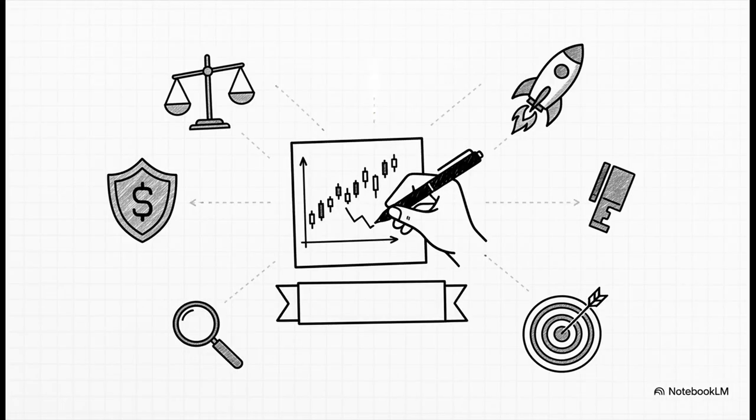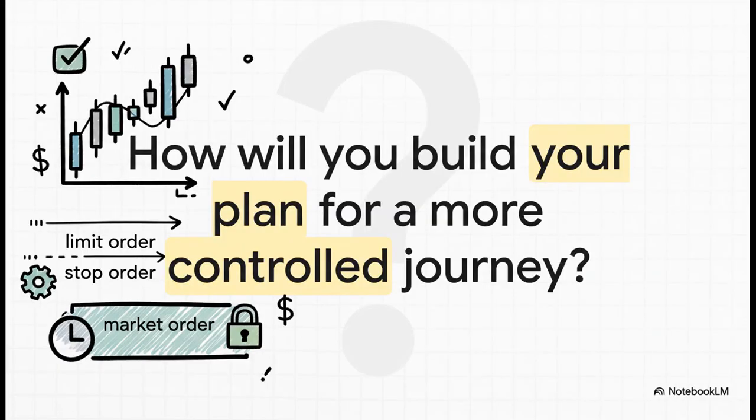The goal here is really simple. Just paper trade until you don't even have to think about it. You just instinctively know which tool you need for the job. This is how you figure out which order types really click with your personality and your tolerance for risk. So, I'm going to leave you with this question to chew on. You now have the fundamental tools for controlling your price, your risk, and for automating your plan. So, how are you going to put them together to build a trading journey where you are in the driver's seat, not the market?